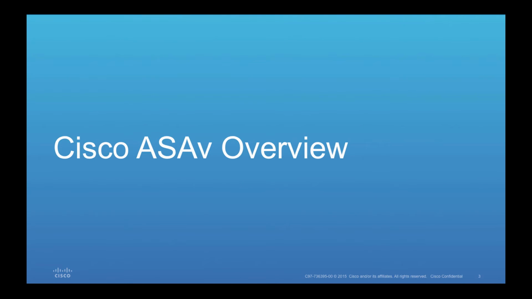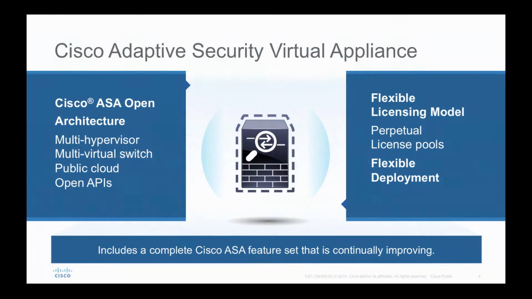So let's begin with our first topic, Cisco ASAv overview. ASAv is a virtual form factor of a well-known product, ASA. It is based on open architecture where we support multi-hypervisor, multi-virtual switches, and ASAv is available for AWS as well. And we also have an API plugin that you can install on ASAv, and you can make your ASA API aware. You can use third-party API tools to manage and monitor your ASAv.